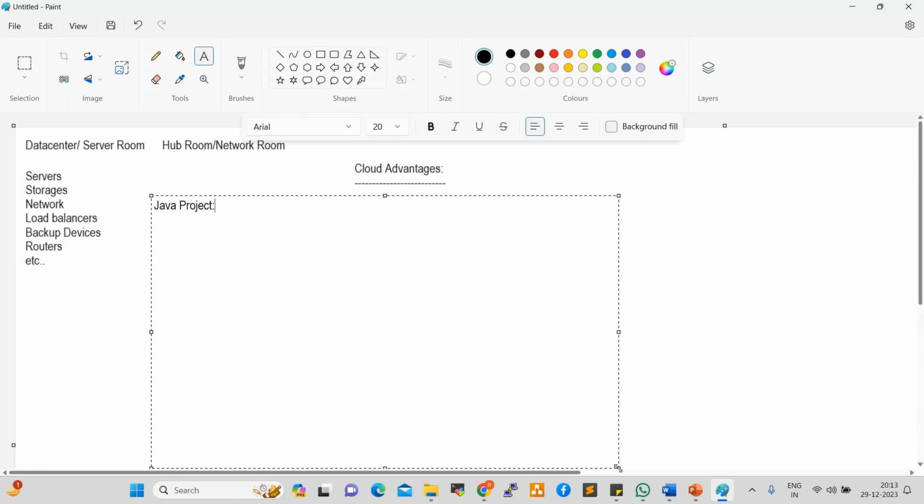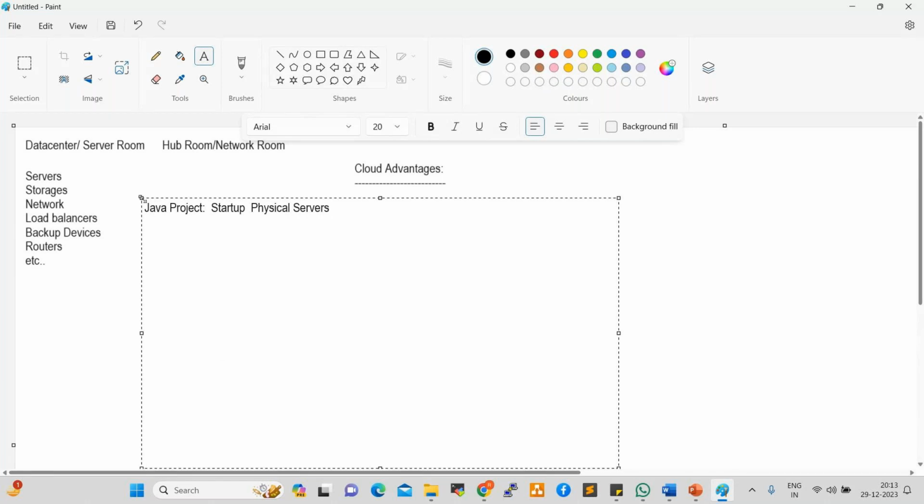And let us say this is a startup company, and we are using physical servers, not cloud servers. The startup company is trying to get its first project from a client, a US client or UK client. Before getting the real project, the client asks you to prepare one POC.